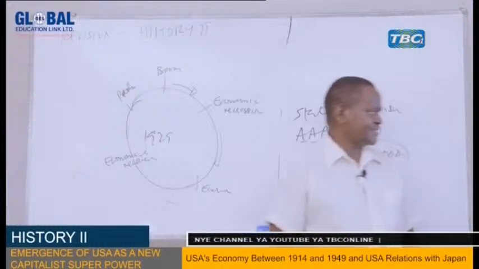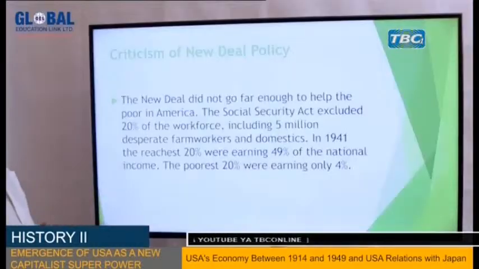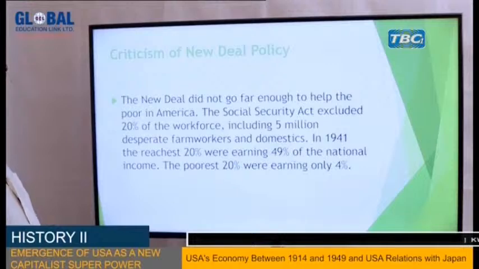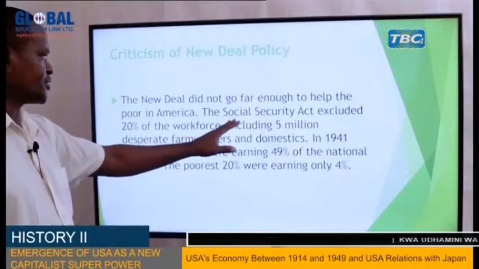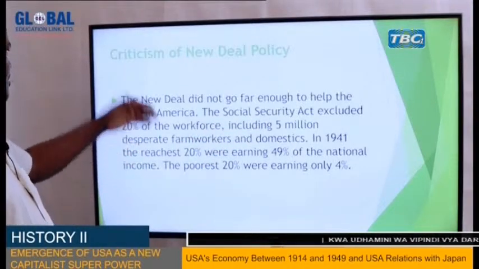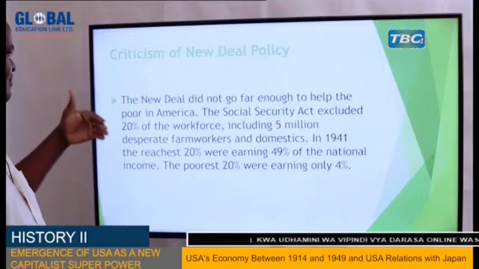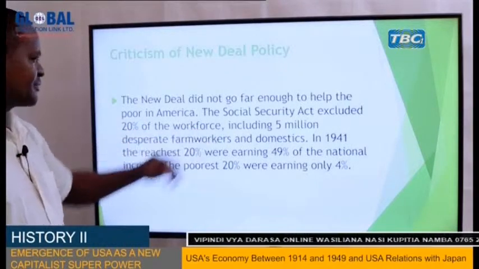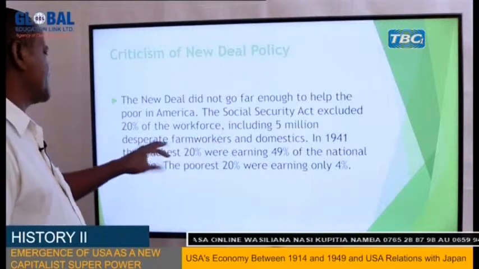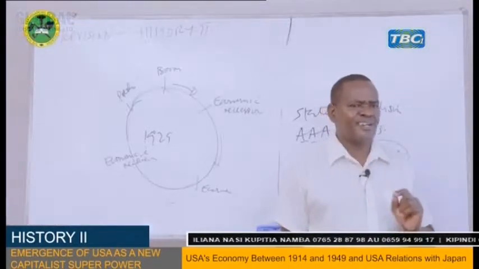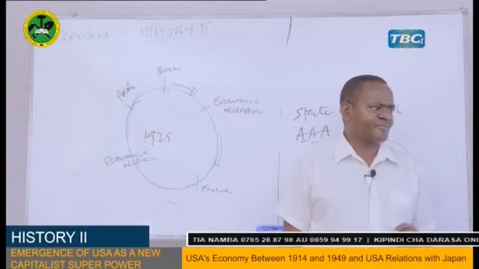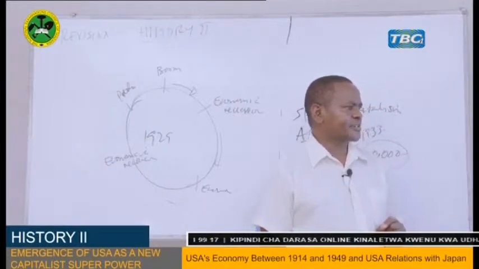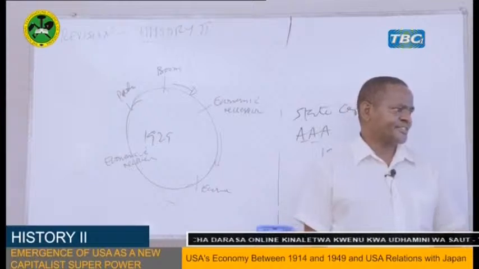But another thing, my dear students, is that the New Deal did not go far enough to help the poor American people. The American people were still very poor. For instance, the Social Security Act, which was introduced during the time of the New Deal, excluded 20% of the workforce in America, including 5 million desperate farm workers. That means 5 million people who were working on farms were not included in the Social Security Act. And this, of course, they say is not good.